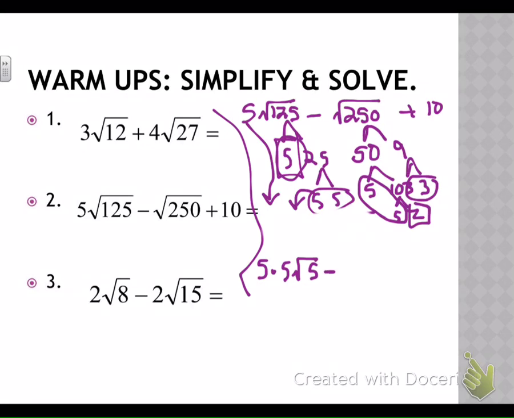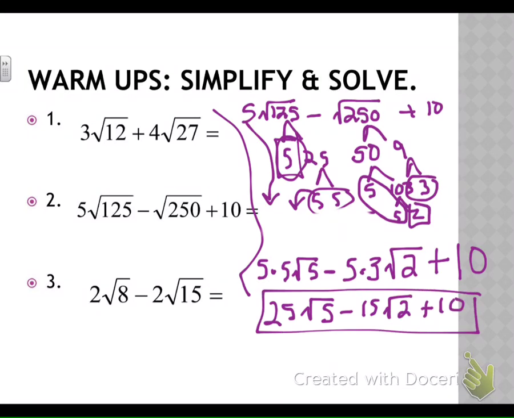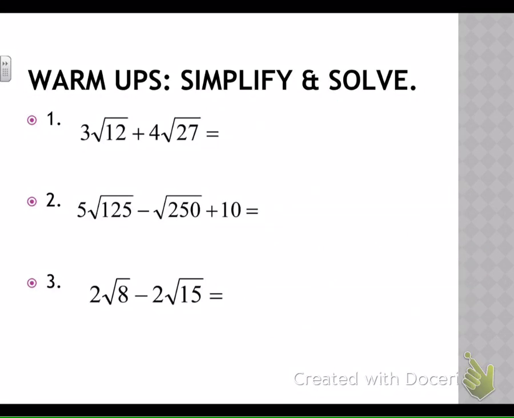Okay, so we have a pair of 5s, we have a pair of 3s, and what's left over is root 2 plus 10. So 25 root 5 minus 15 root 2 plus 10. All right. We're not going to do the third one.